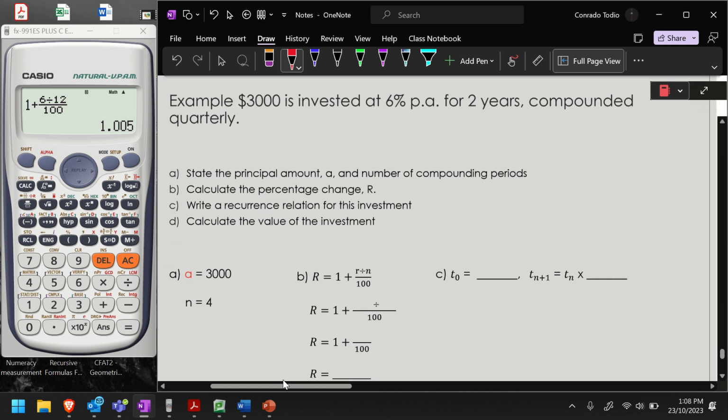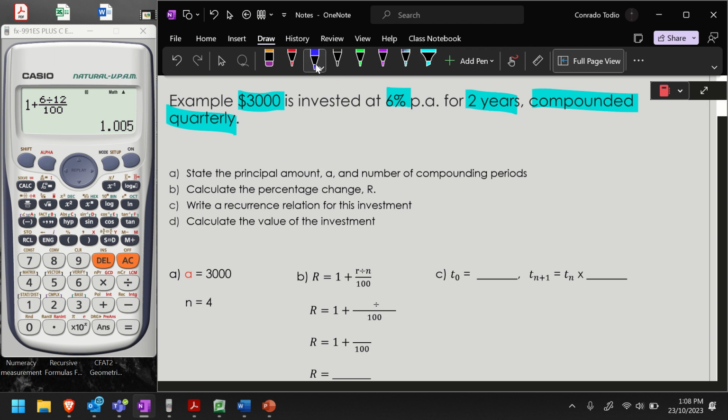State the principal amount A. That's easy. And then the number of compounding periods. That's also easy. And then calculate the change rate. All right, let me read the question. So in this example, 3,000 is invested at 6 percent per annum for 2 years, compounded quarterly. I'm going to highlight the keywords there. You've got 3,000, you've got 6%, you've got 2 years, and you've got compounded quarterly.